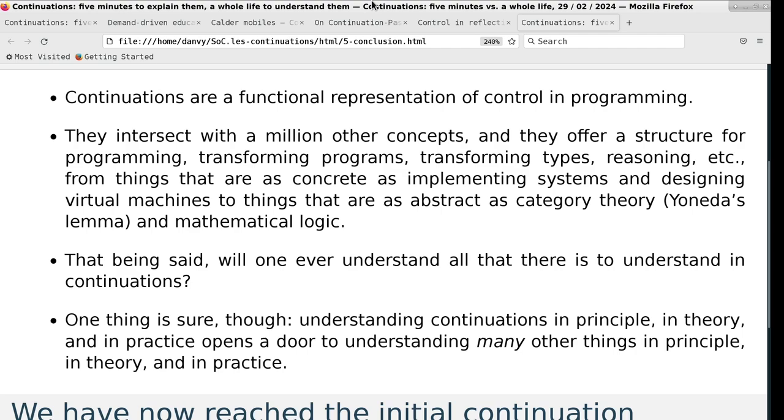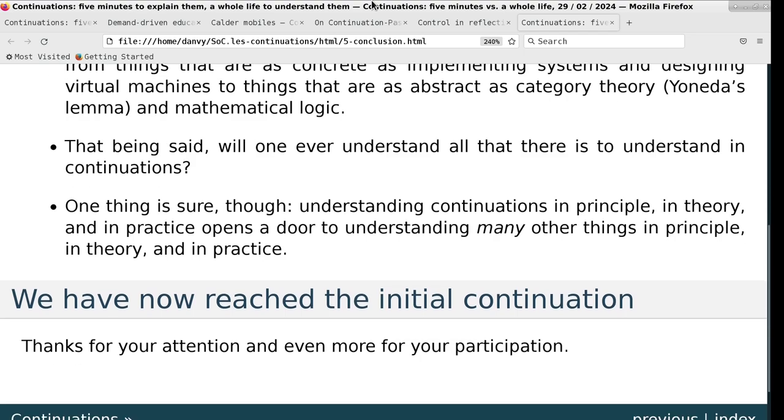We have not yet understood all that there is to do. But one thing is sure, understanding continuations in principle, in theory, and in practice opens the door to understanding many other things in principle, in theory, and in practice. And we have now reached the initial continuation. Thank you very much.